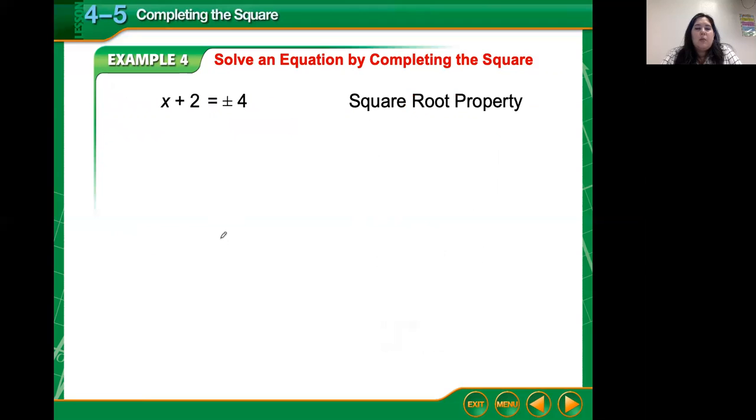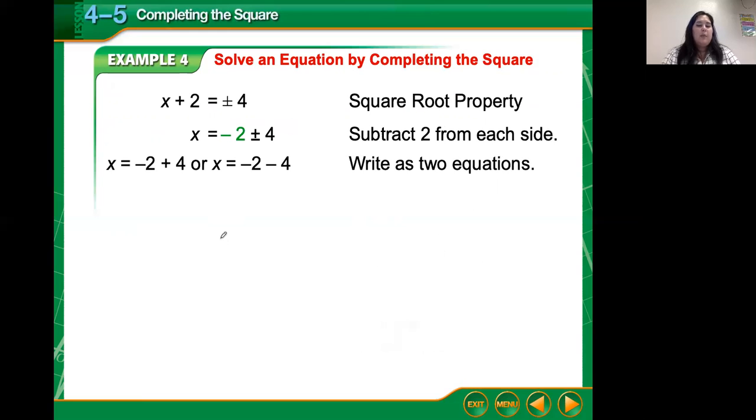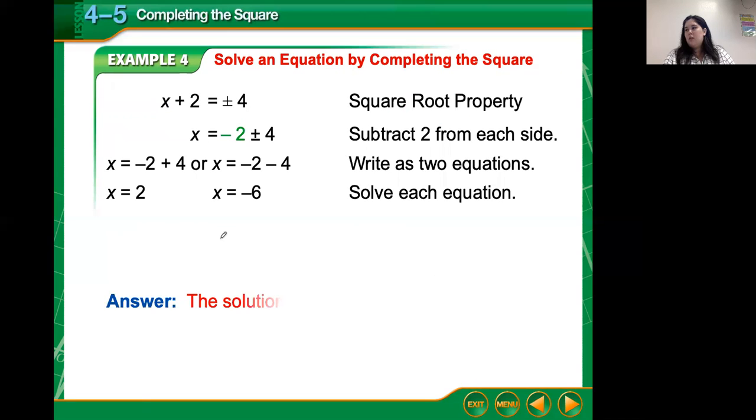We're going to take the square root of both sides to get x plus 2 equals plus or minus 4. And then we're going to subtract 2 from both sides. So now we have negative 2 plus or minus 4. And we have our two resulting equations, negative 2 plus 4 and negative 2 minus 4. And when we simplify, we get 2 and negative 6 for our answer.